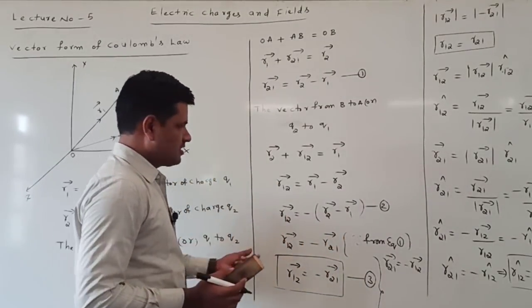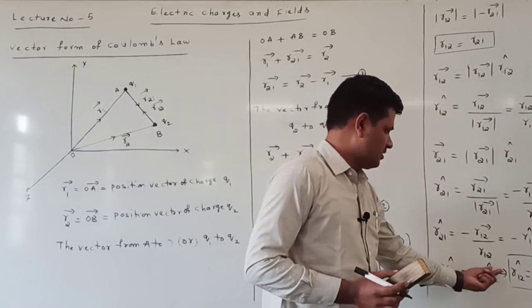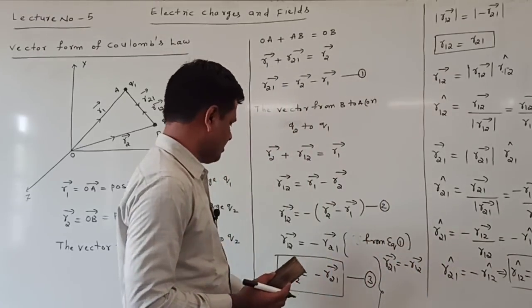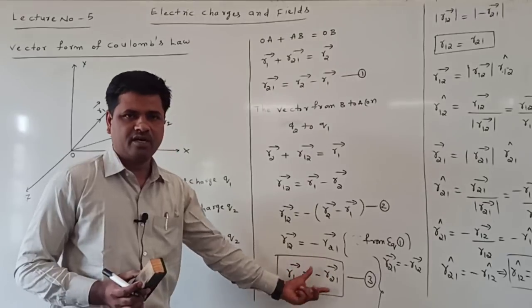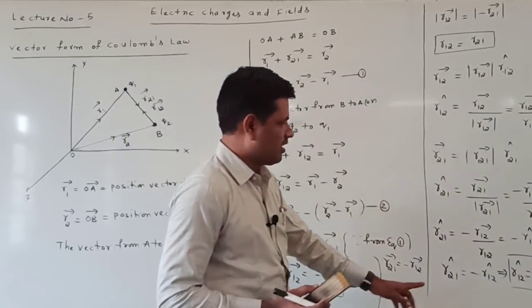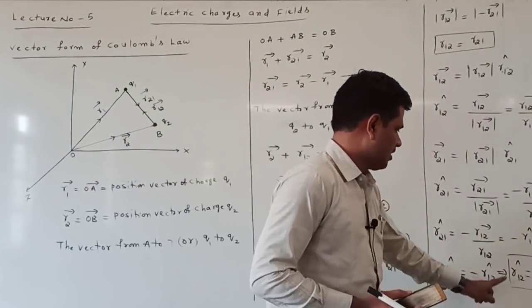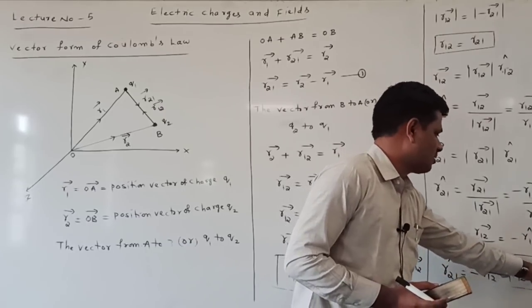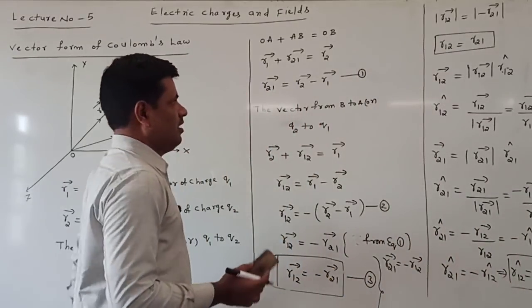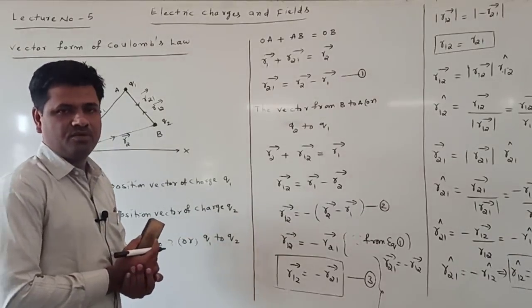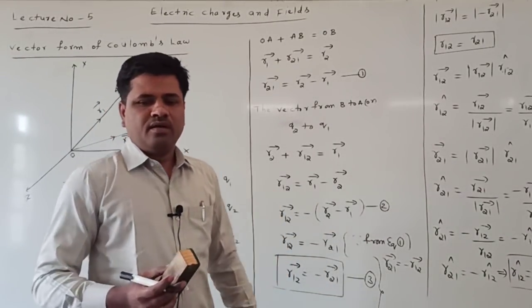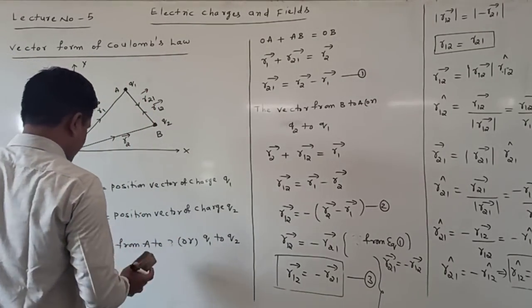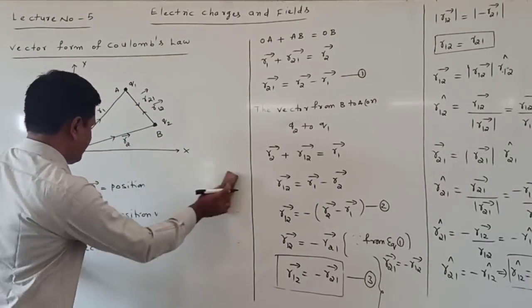Right, now remember these conditions. The vector r12 bar is equal to minus r21 bar, so the vectors are opposite. The unit vectors are also opposite, because r12 cap is equal to minus r21 cap. These are the conditions we first have to use when writing the vector form of Coulomb's law.